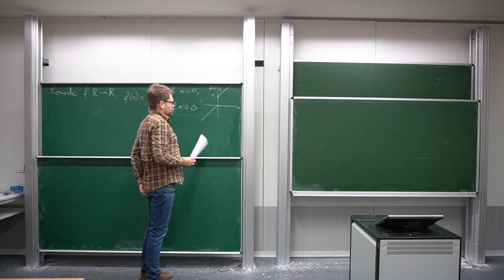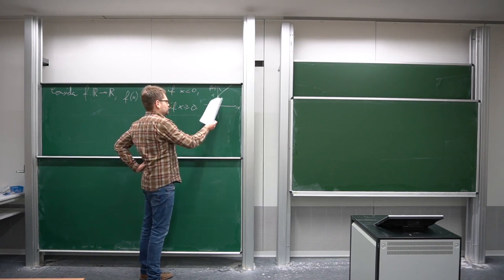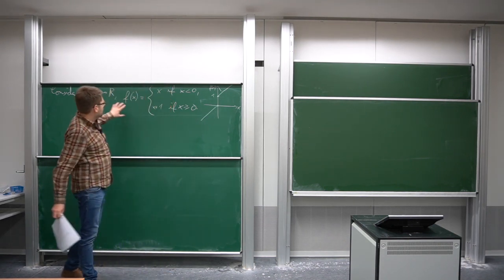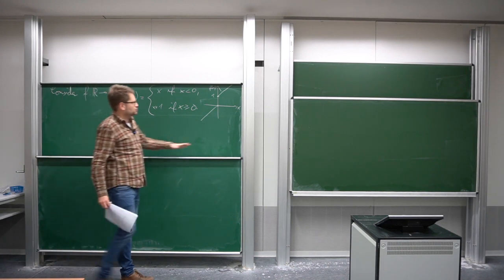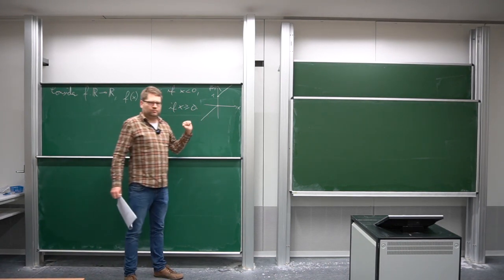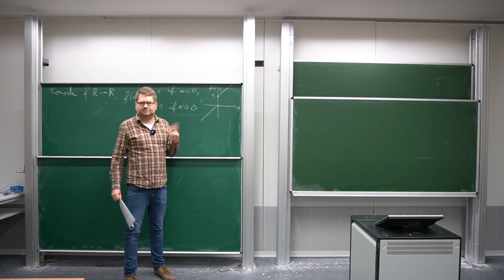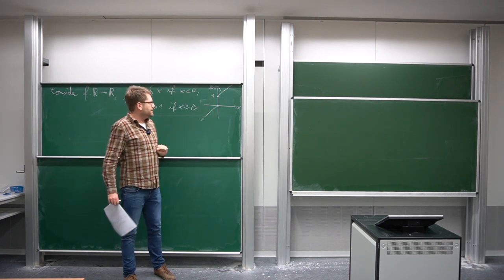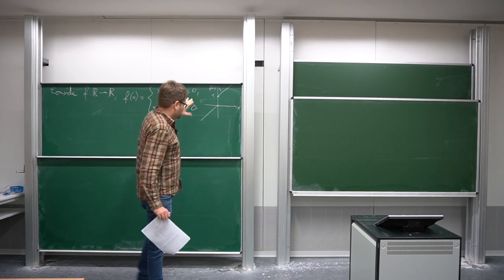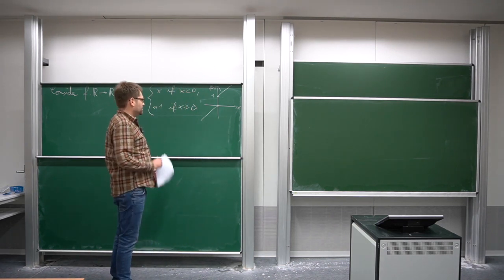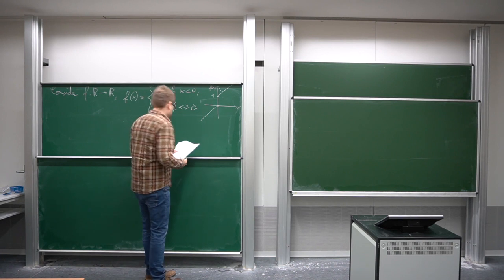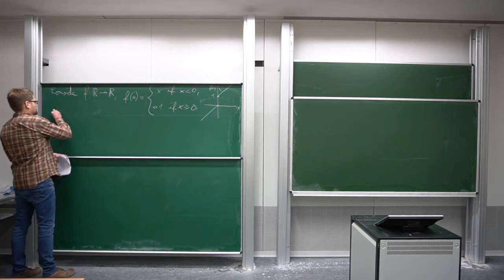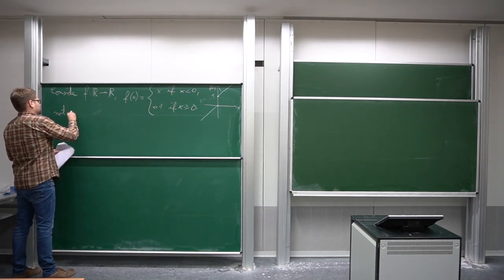Here we've got a different situation, because if we restricted to R without 0 and considered the function without this point here, then of course the limit in 0 wouldn't exist. Because this function is obviously non-continuous, since it has a jump in here. So this function is not continuous, so f is not continuous in 0.